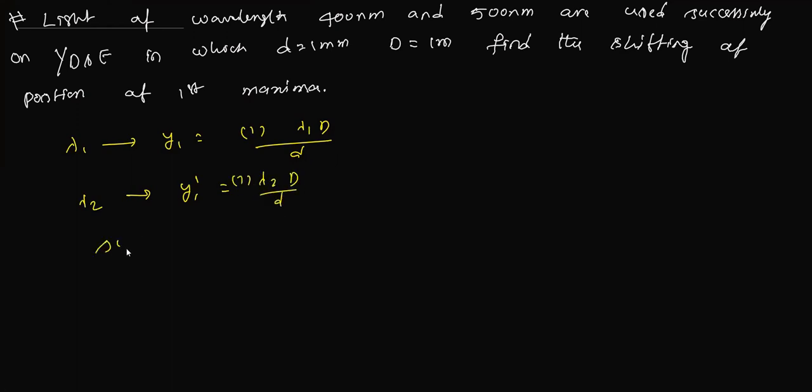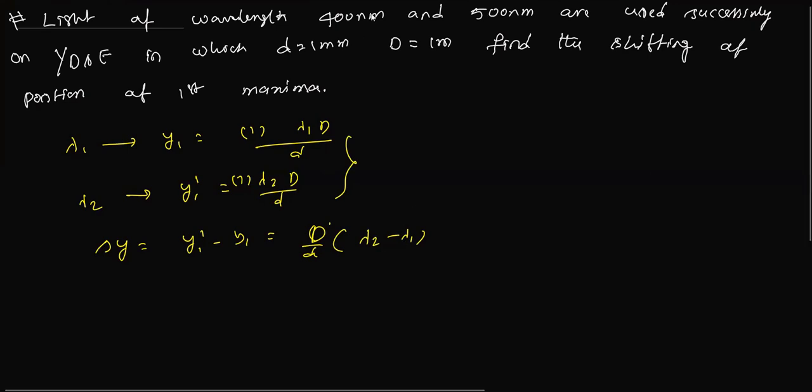The change they want means delta y. Delta y can be written as y dash minus y1. It can be y1 minus y2 or y2 minus y1, so just check which one is more in the question. 400, 500: y dash is more. If we take D by d common, we get capital D by small d times lambda 2 minus lambda 1.